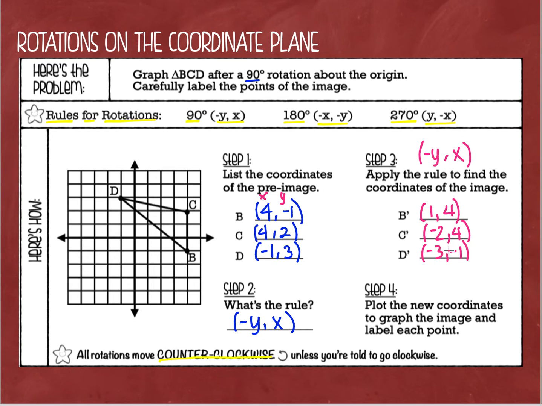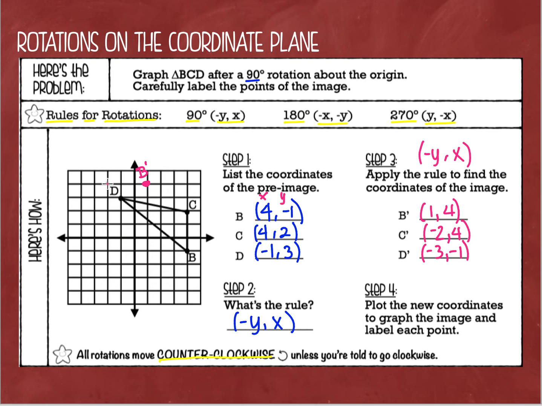And now we are going to graph or plot these new coordinates. So +1, +4 is up here. Now you want to make sure that you are labeling them as you go, especially when you are doing rotations, because it can get a little bit confusing.